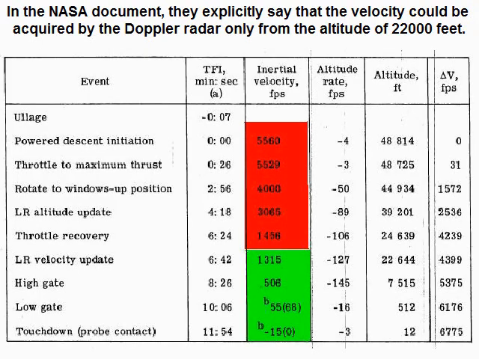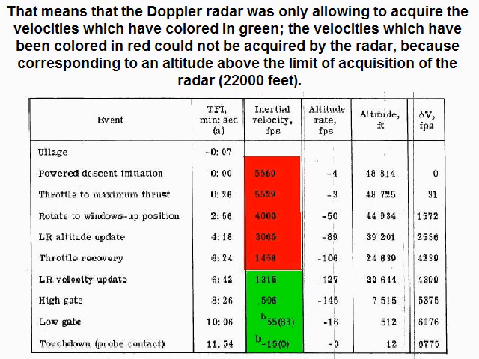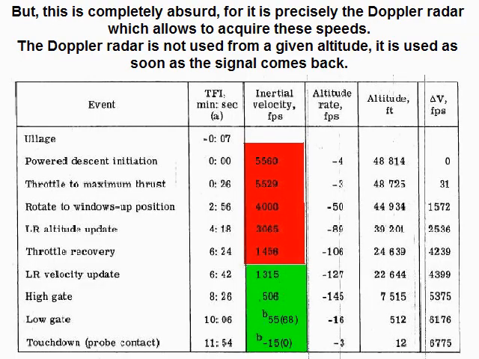In the NASA document they explicitly say that the velocity could be acquired by the Doppler radar only from the altitude of 22,000 feet. That means that the Doppler radar was only allowing to acquire the velocities which are colored in green. The velocities which have been colored in red could not be acquired by the radar, because they correspond to an altitude above the limit of acquisition of the radar. But this is completely absurd, for it is precisely the Doppler radar which allows to acquire these speeds. The Doppler radar is not used from a given altitude, it is used as soon as the signal comes back.